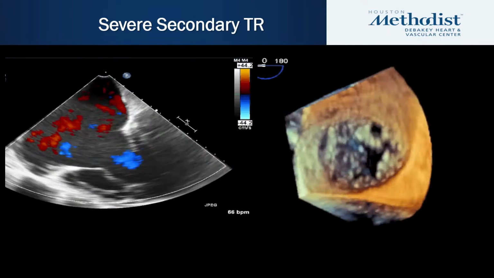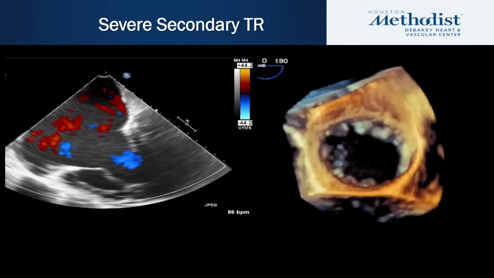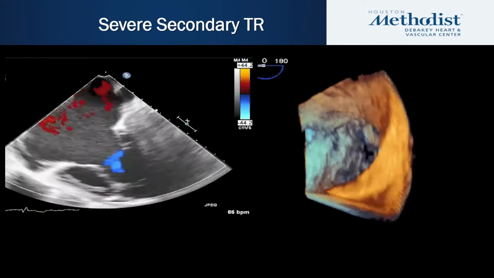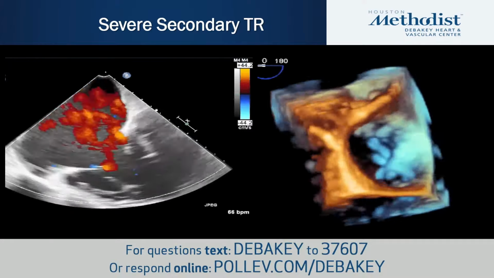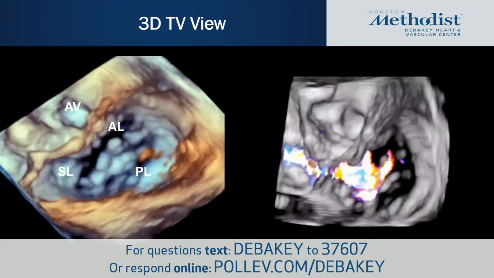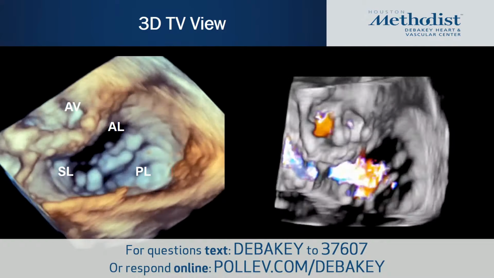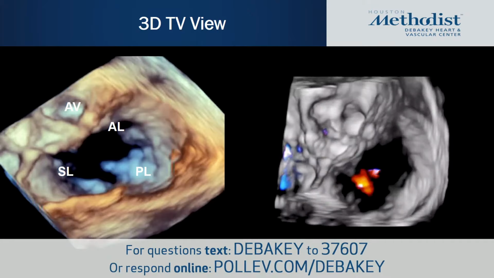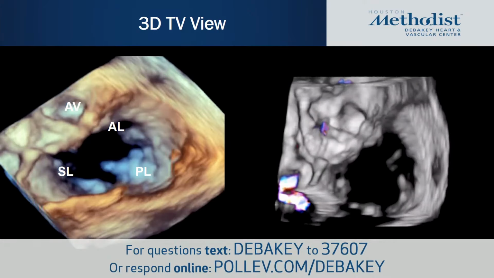This is a case of a patient with severe secondary tricuspid regurgitation. You can see that the annulus is dilated, the leaflets are tethered, resulting in severe central tricuspid regurgitation. Again, the patient was at a high surgical risk, and this is 3D imaging, and you can see that the gap is mainly between the anterior septal leaflets and the posterior leaflet.